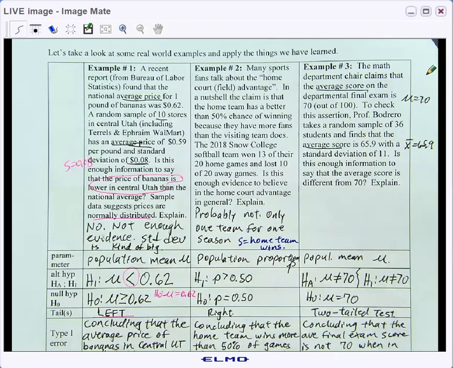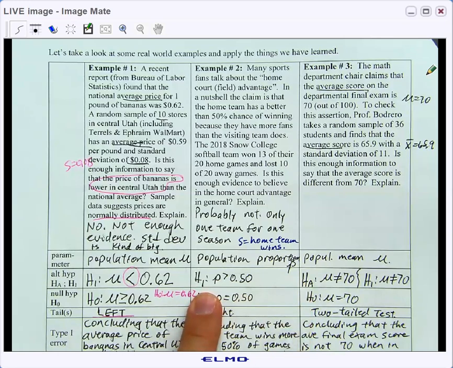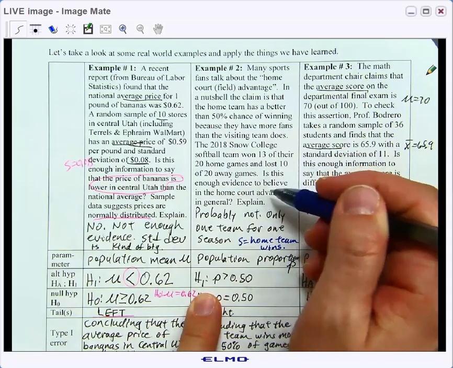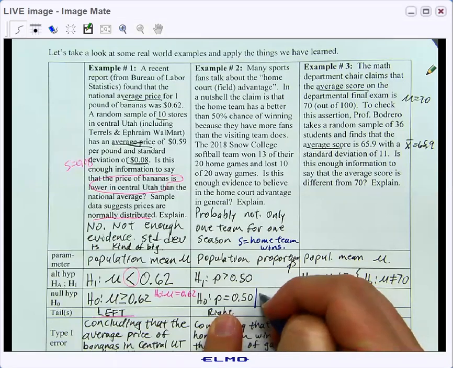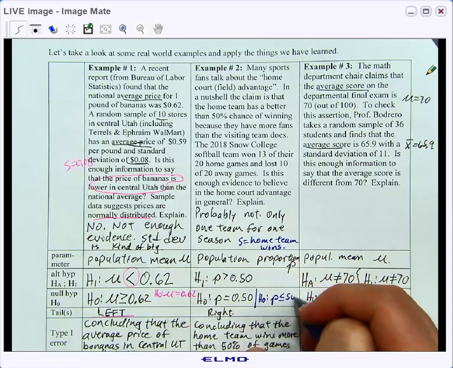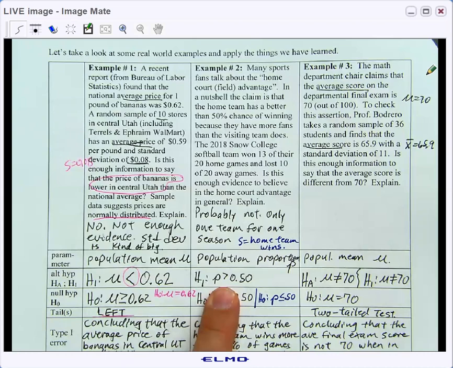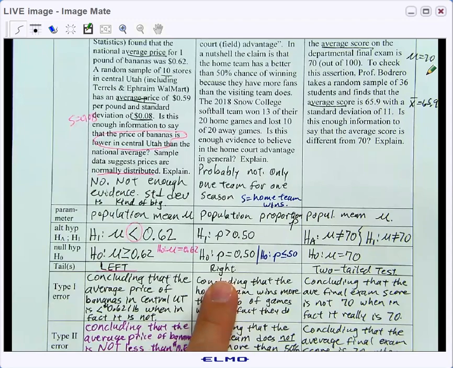Okay. Since it's a binomial, we're dealing with the population proportion p. Therefore, our alternate hypothesis, the claim we're putting on trial, is that the home team wins more than 50% of the games. Our null hypothesis is going to be that the home team wins 50% of the games. You could also write it as the opposite of this, wins less than or equal to 0.50, but either way will be acceptable. And since our alternate hypothesis is dealing with greater than 50%, we expect our problem to be right-tailed.